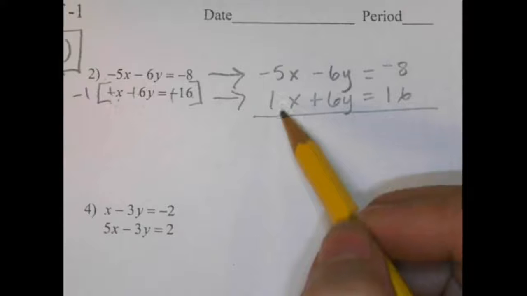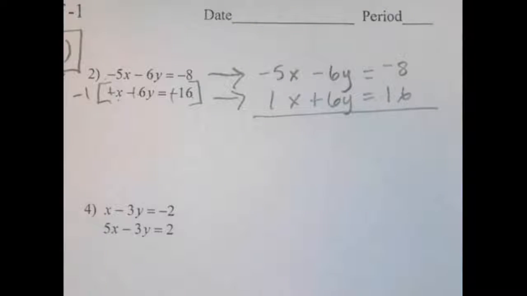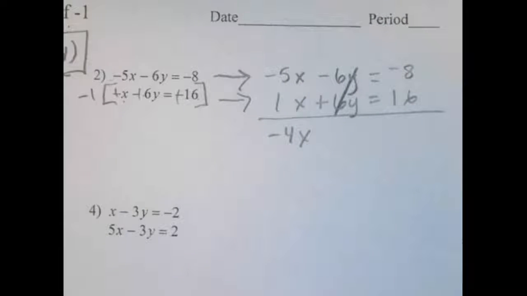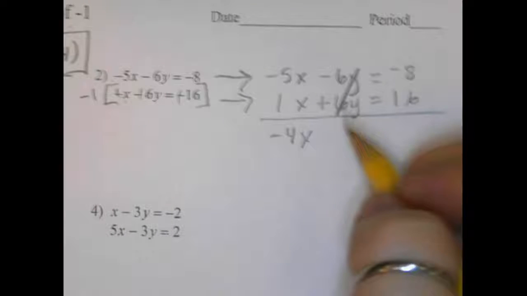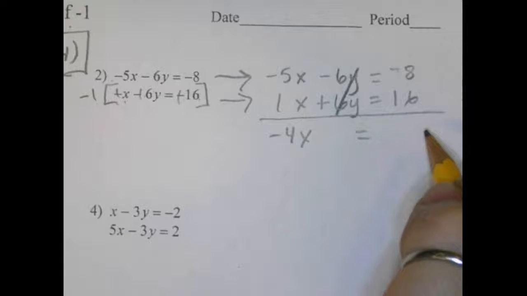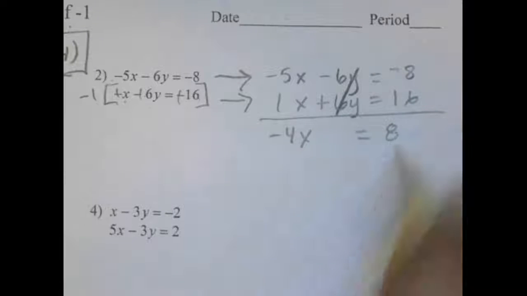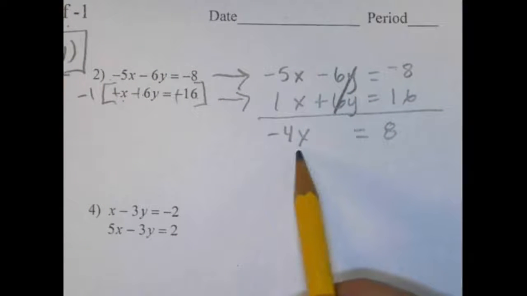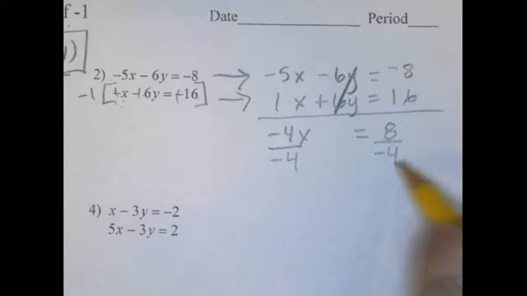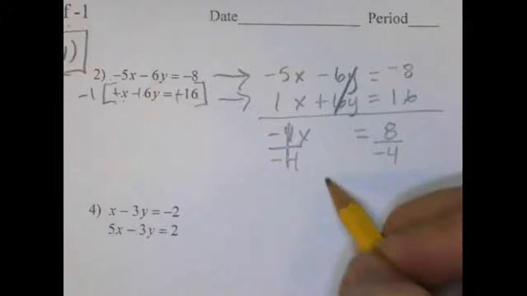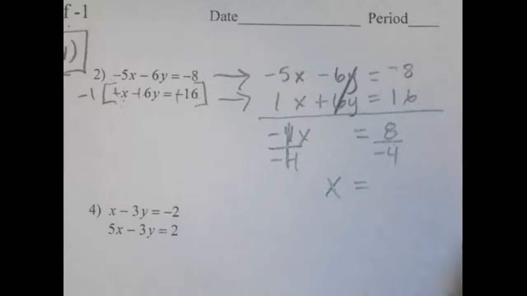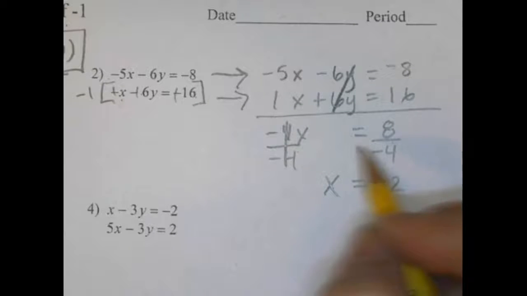Okay, so I have a negative 5 plus a positive 1. What do I get? Negative 4x. These guys eliminate, right? Because 6 minus 6 is 0. And then a negative 8 and a positive 16. What do I get? Positive 8. Okay, how do I undo this multiplication? Divide by what number? Make sure you include that negative in there. Now dividing by a negative number, this becomes positive x. What is 8 divided by a negative 4? Positive or negative? Negative 2. So now I know what x is.